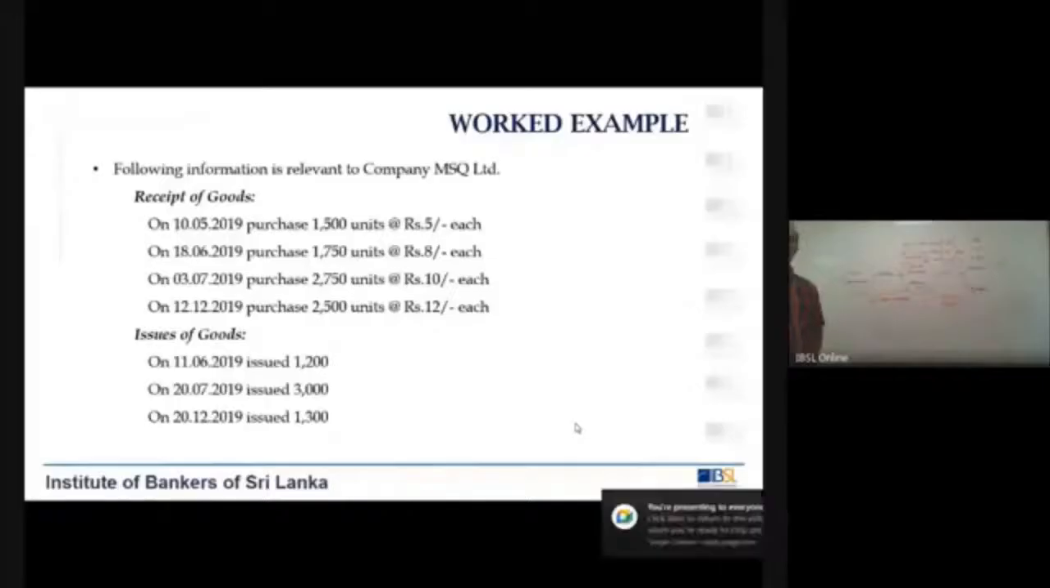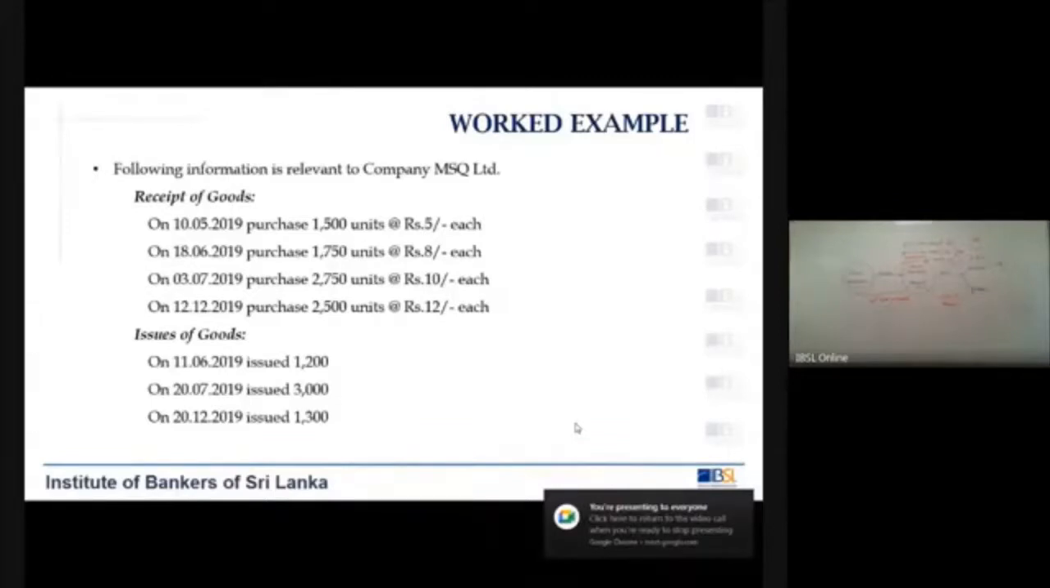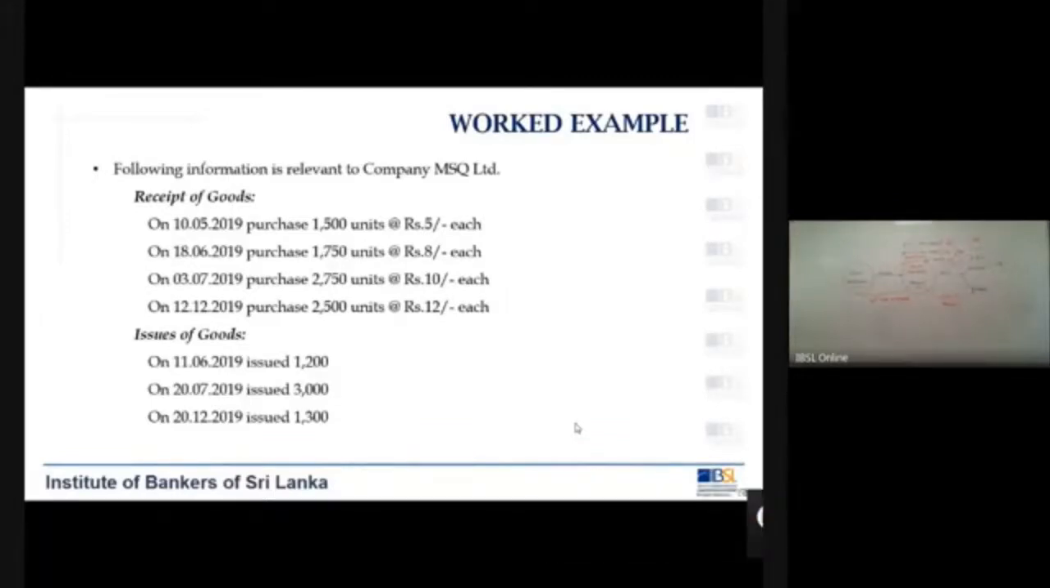So look at that question very carefully. This company is receiving goods into its stocks. The first part is the stocks, receipt of goods. On 10th of May, they have received 1,500 units at 5 rupees each.